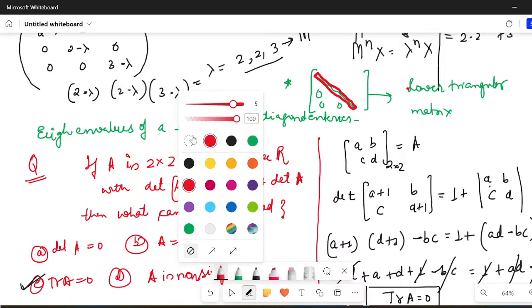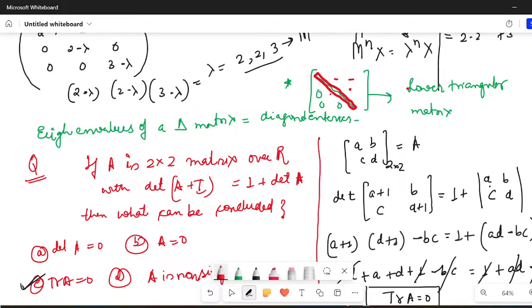It is this particular matrix where this triangle, are you getting my point? All these entries I'm not talking about, I'm talking about these entries. If these are zero, then I would say that this is an upper triangular matrix. Just correct it in your notes. These are called upper triangular matrices.